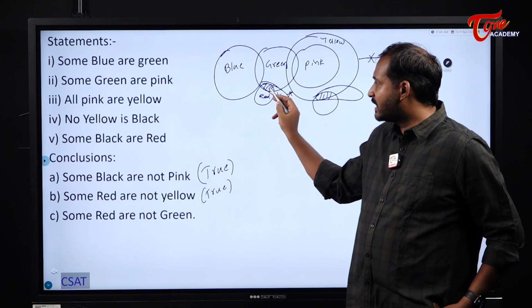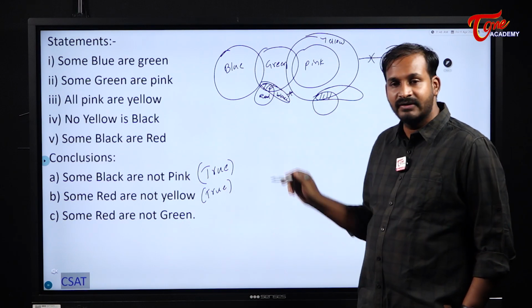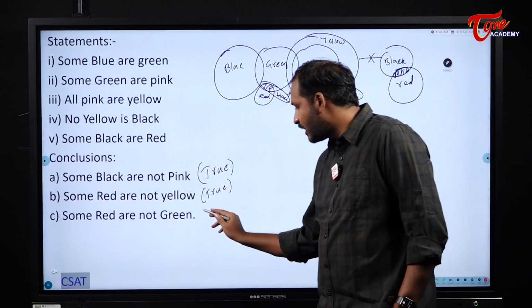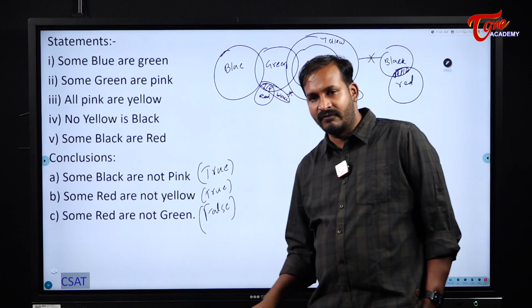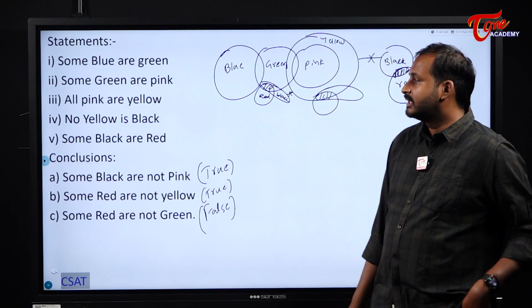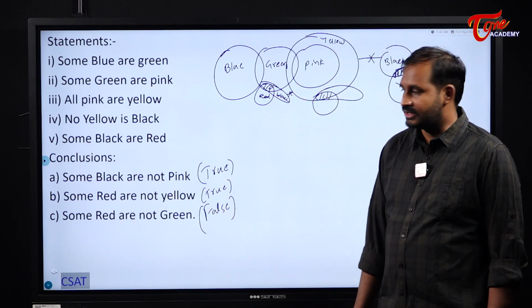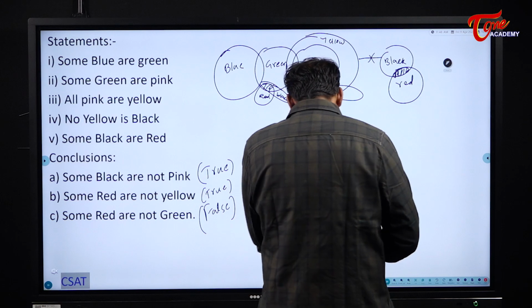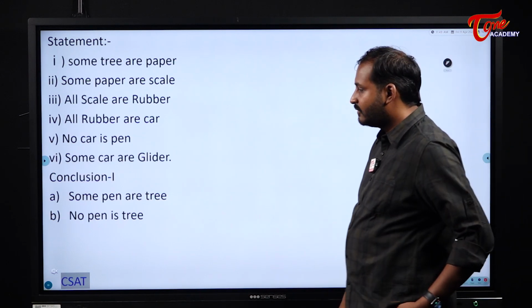Okay, now some red portion is intersecting with green. Yes, there is a possibility without disturbing my given statement. So, I can mark this as false. Why? Because an alternate diagram is possible for me. I can draw without intersecting these two. So this conclusion is false for us here. So like this we are going to solve the questions. Next one. Pause the video and try.